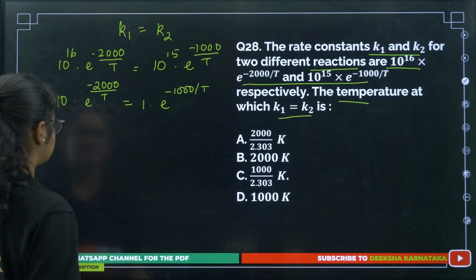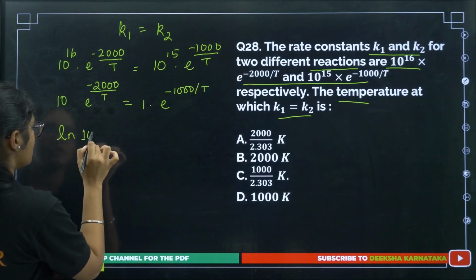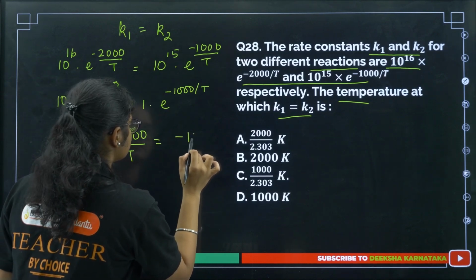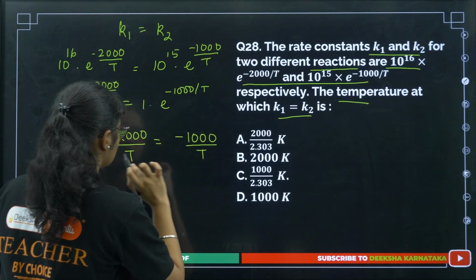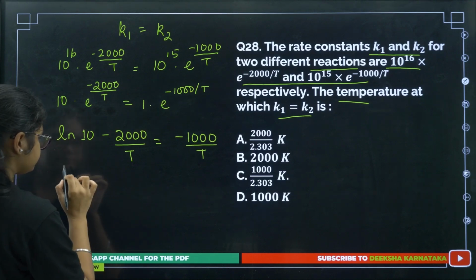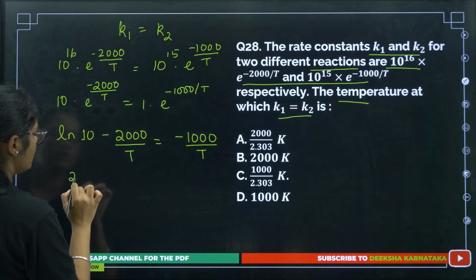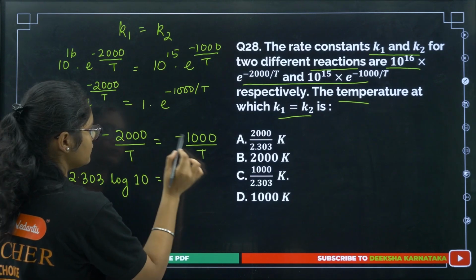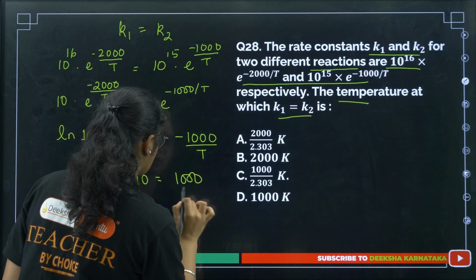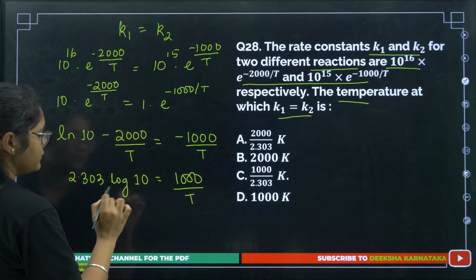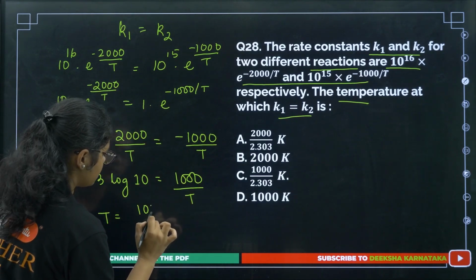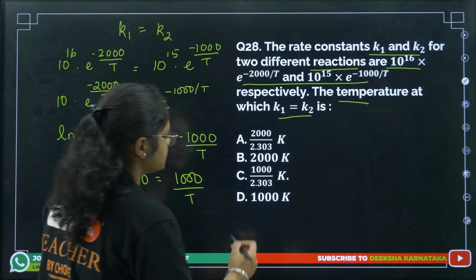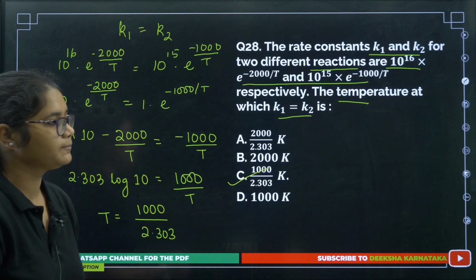Now take ln on both sides. So I'll get ln of 10 minus 2000 by T is equal to minus 1000 by T. Now this one will shift here, so I'll get ln of 10, which I can convert into 2.303 log of 10, is equal to 2000 minus 1000, that is 1000 by T. This value is 1, so I'll get T is equal to 1000 by 2.303. So the correct answer here will be option number C.